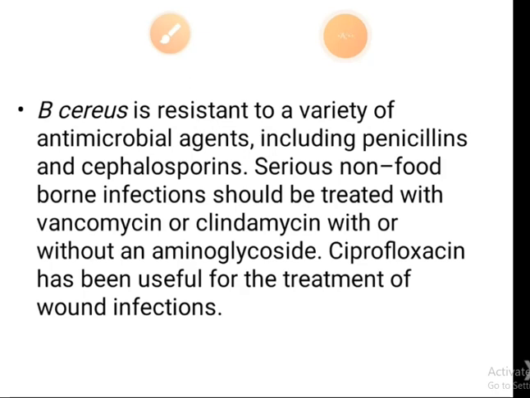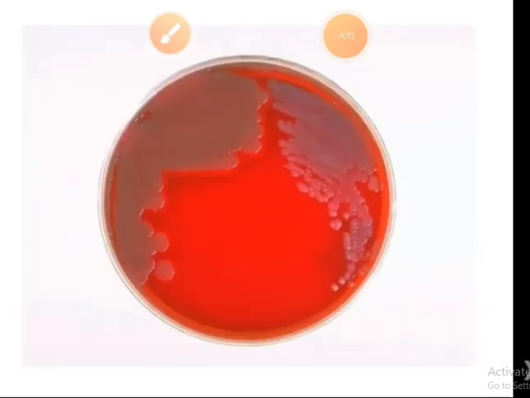Bacillus cereus is resistant to a variety of antimicrobial agents including penicillins and cephalosporins, unlike Bacillus anthracis, which is sensitive to most of these antibiotics. So serious non-foodborne infections should be treated with vancomycin or clindamycin with or without aminoglycosides. Ciprofloxacin has been useful for the treatment of wound infections caused by this microorganism.